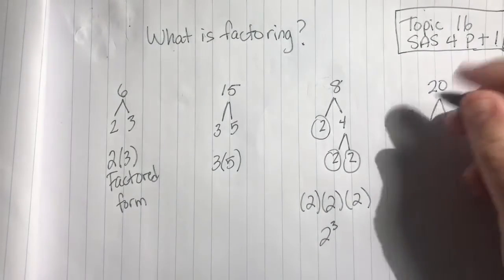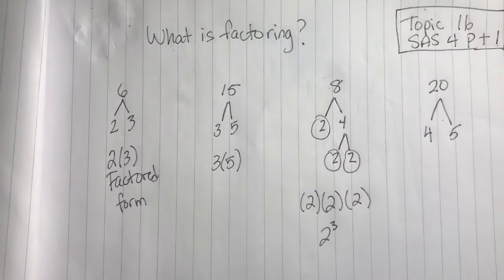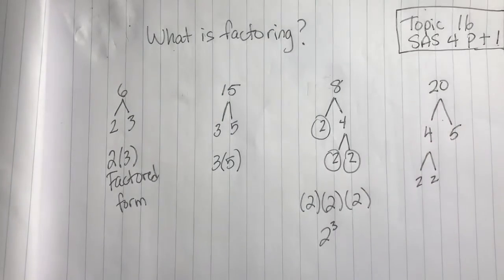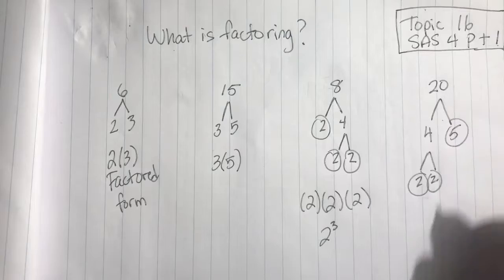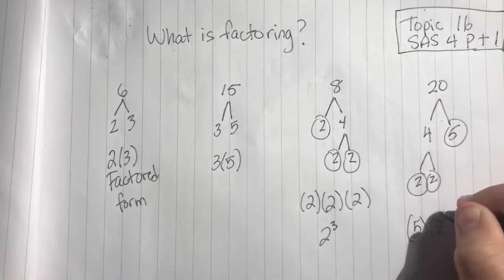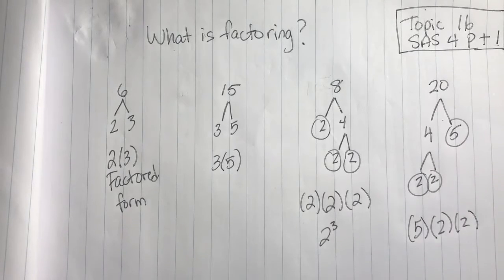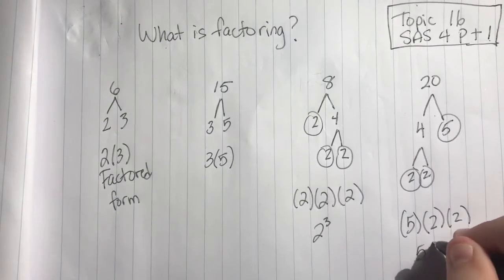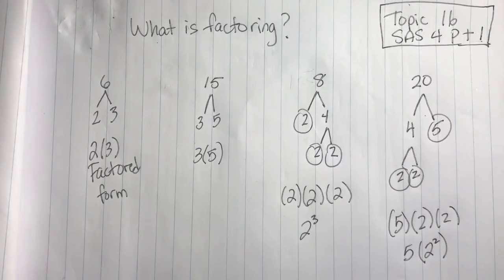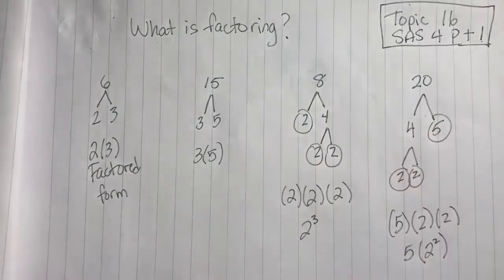For 20, we would have 4 times 5, or you can also do 2 times 10. It really doesn't matter. You're going to arrive at the same answer. And then for 4, we're going to have 2 and 2. And so factored form would be 5 times 2 times 2 in any order. It really doesn't matter. And then you can also write 5 times 2 to the second power. That's fine also. So basically that's factoring, but we're going to be doing it for a more complex expression than just numbers like this.